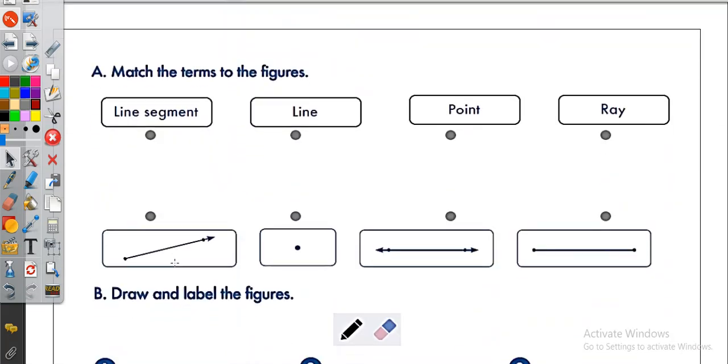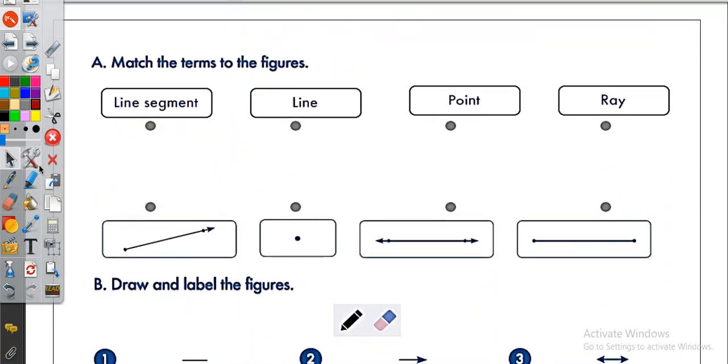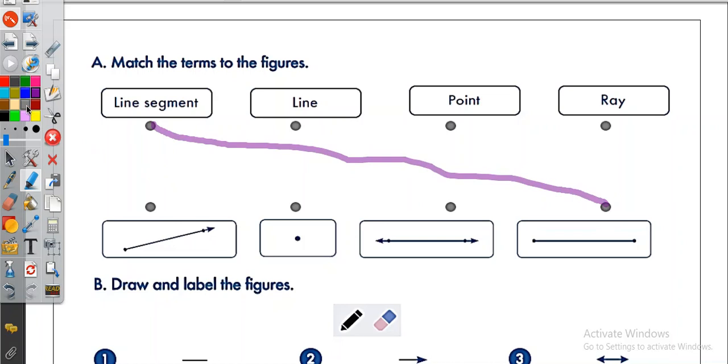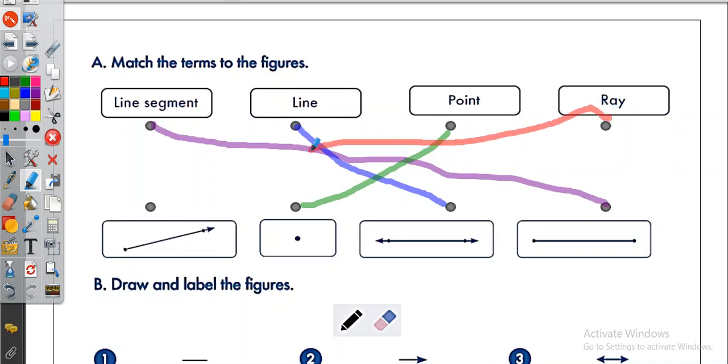Okay, so let's apply this here. Where is the line segment? Yes, here we go. Let's have purple. The line segment, yes, start point and end point, great. What about the line? Well, no start points, no end points. The point, of course, it is this one. And finally, the ray is this one. Okay, now draw and label the figures down.